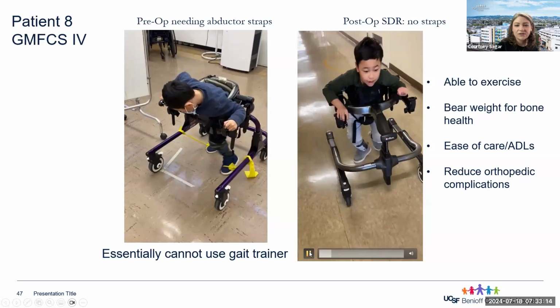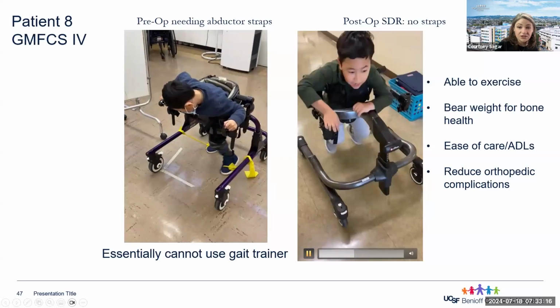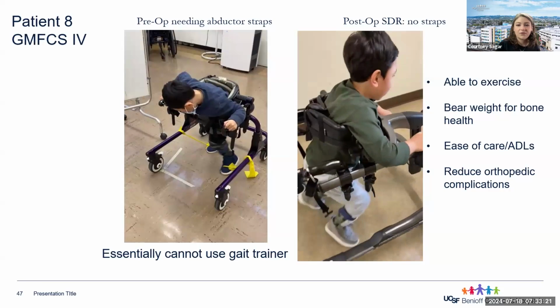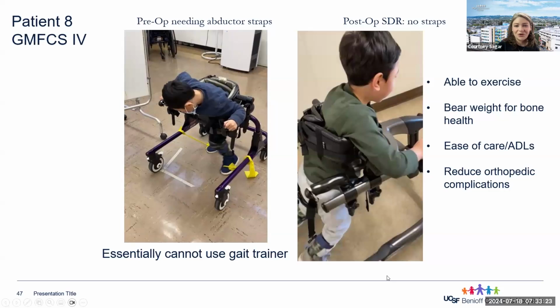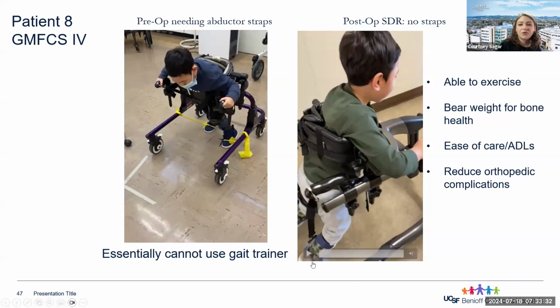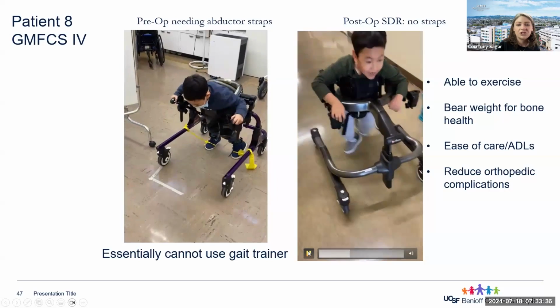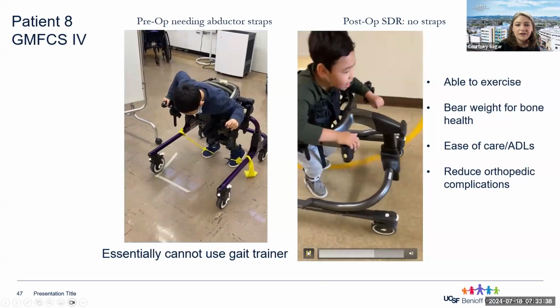And post-SDR, you'll see that he is using a gait trainer without the straps. He's still kind of doing that push-off method and almost hopping forward to propel the walker, which isn't true walking, but it's certainly more enjoyable than what he was doing before. He's able to bear the weight through his feet, which is better for bone health. And I think it's also important to point out that it's really psychologically rewarding for both the parents and family to see any kind of form of walking with their child, even if it's not necessarily permanent.